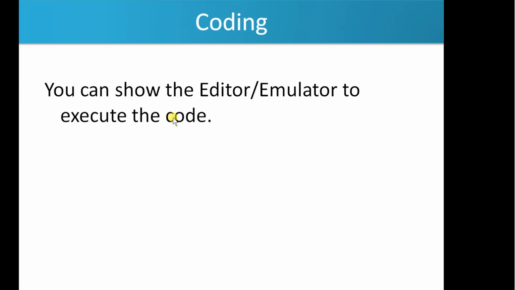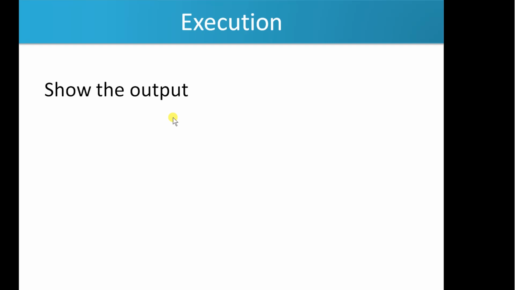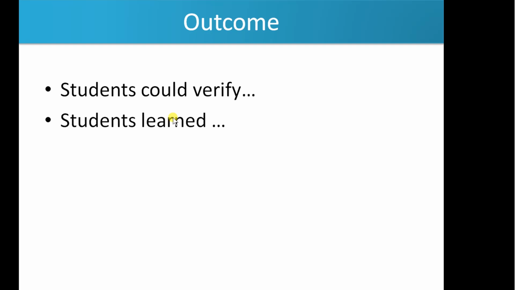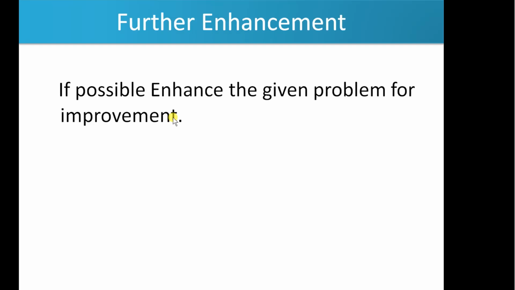Now after it got executed, you can explain the algorithm, and you can show the code, and you can show the output. Afterwards you can say the student could verify the look and feel of the program, how to run it, and the student learned the input output statements. Like that you can give. And similarly, if it is possible, you can enhance the problem, depending on your branch, depending on the situation, and then you can give an enhanced program, so that students will learn fast whatever concept you are teaching.